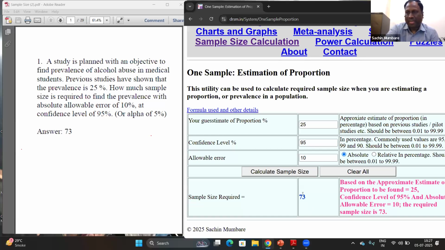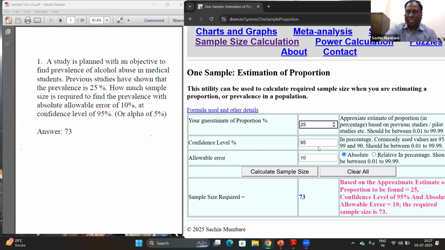73. Can you see here? Yes, sir. Okay, so what does it mean? If we do the same experiment in medical students 100 times, then if your confidence interval is 95, for 95 of those times the proportion given by your study will be between 15 and 35. Understood? So this is the meaning of allowable error.